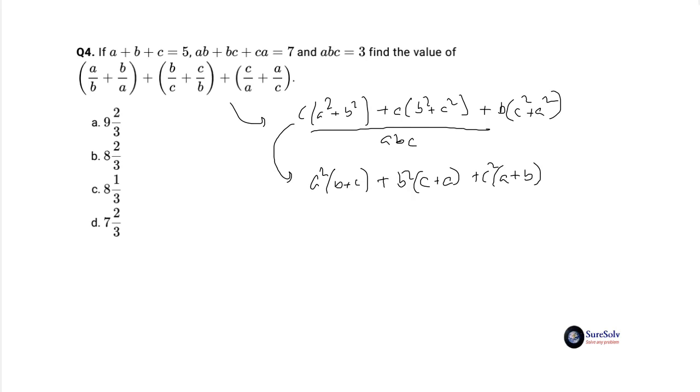Mentally forming the product of a plus b plus c and ab plus bc plus ca, it is easy to see that out of the 9 terms, 3 terms will combine to form 3abc, and the rest will be exactly like the target numerator. So you get the product of two given expressions as 3abc plus a square multiplied by b plus c plus b square multiplied by c plus a plus c square multiplied by a plus b equal to 5 times 7 equal to 35.